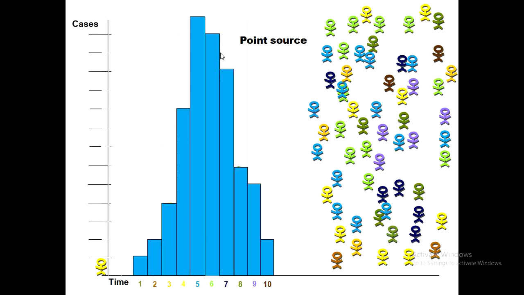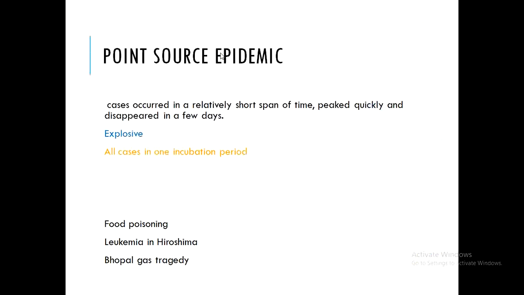So a point source epidemic has a curve with a rise and fall. It increases in time, it falls rapidly, there is no secondary wave, it is explosive in nature, and within the same one incubation period the disease goes away. Examples, as I have already mentioned, include food poisoning.